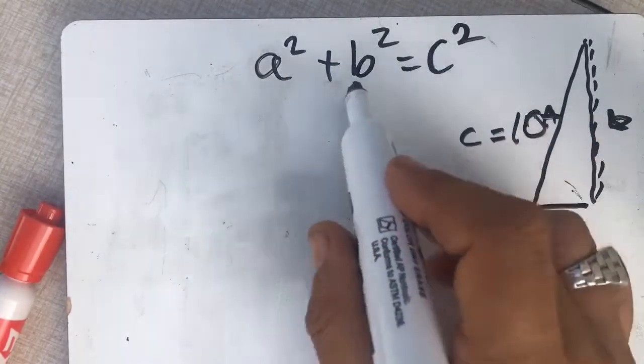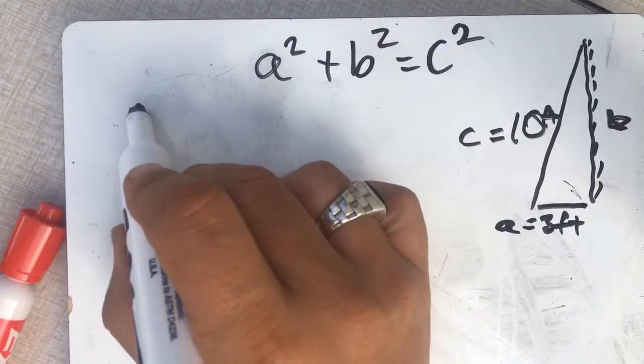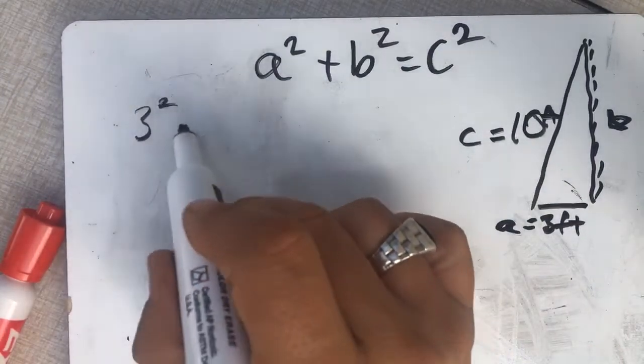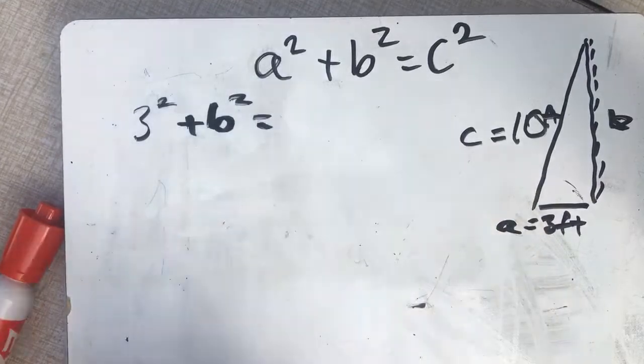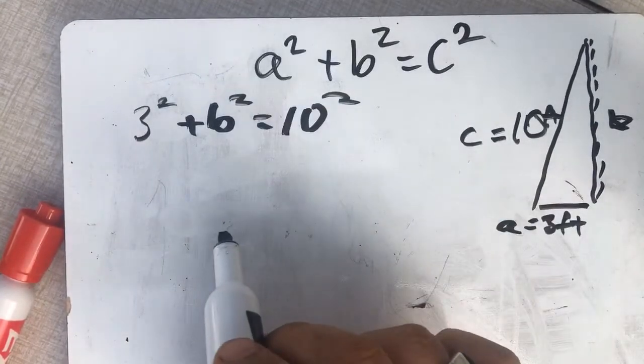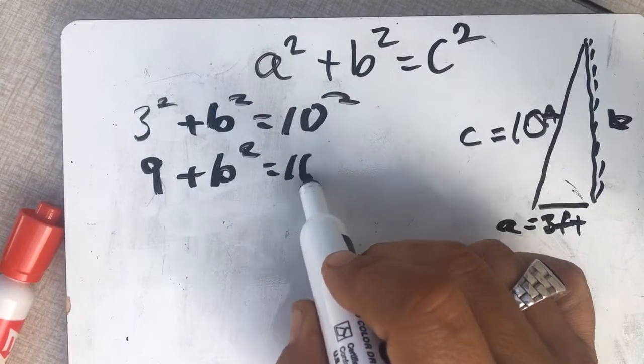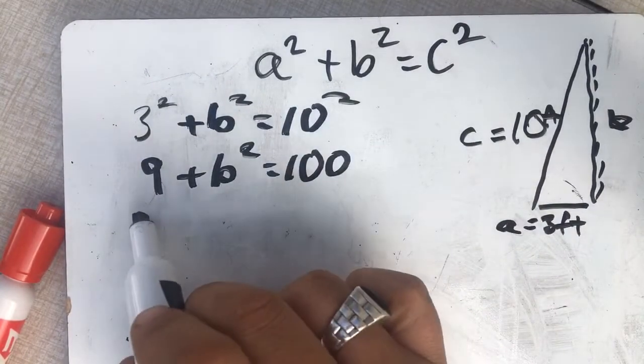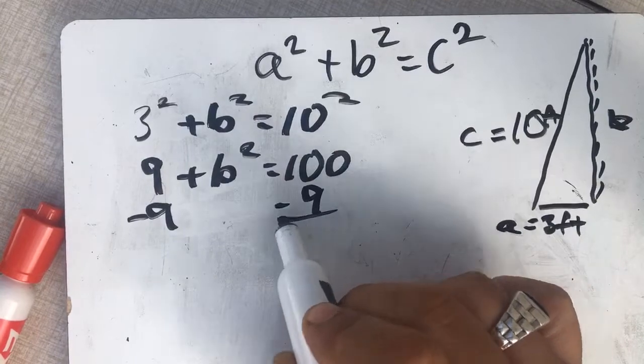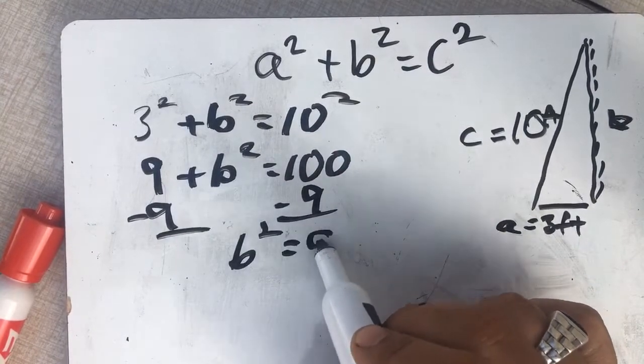So again, if I use the formula above, 3 squared plus the B squared that I don't know is equal to the 10 squared. 9 plus B squared equals 100. Minus 9 from both sides. B squared equals 91.